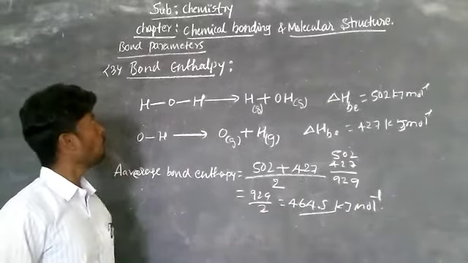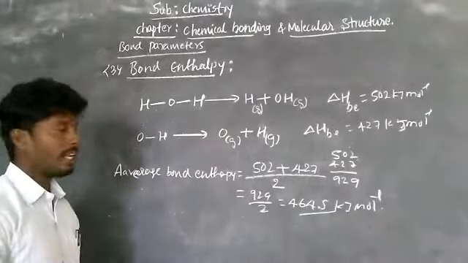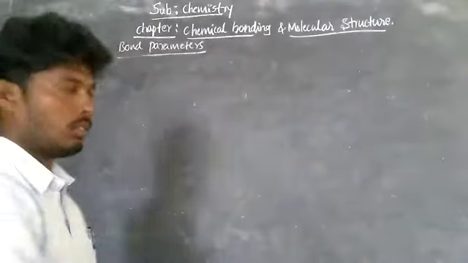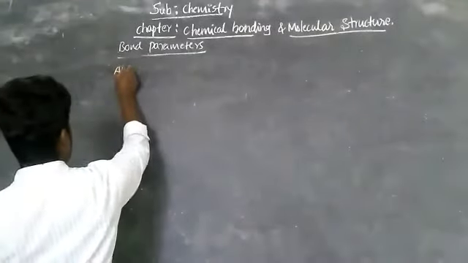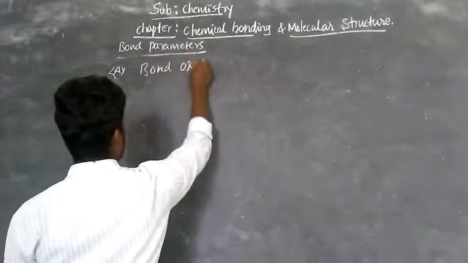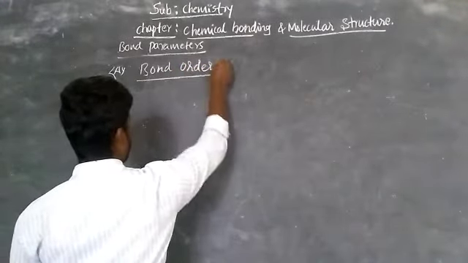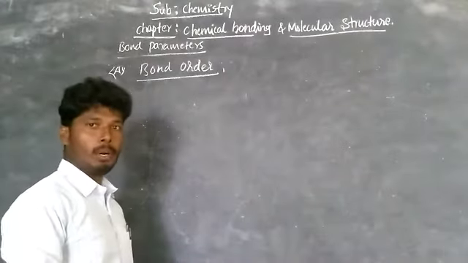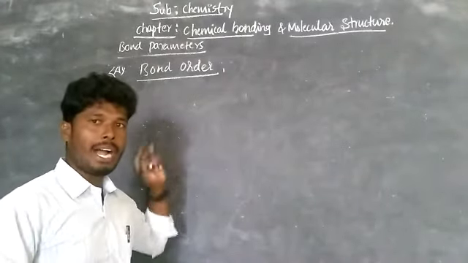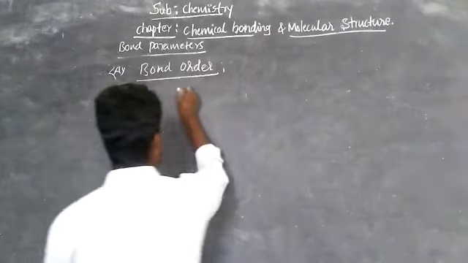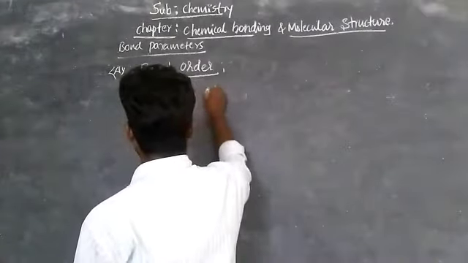Now take the fourth bond parameter, which is bond order. The fourth parameter is bond order. So important. The bond order is defined as the number of bonds present between the two atoms in a molecule is called bond order.